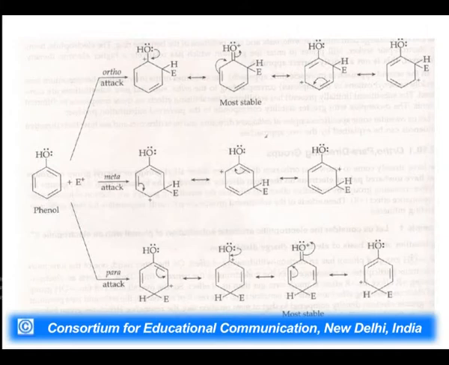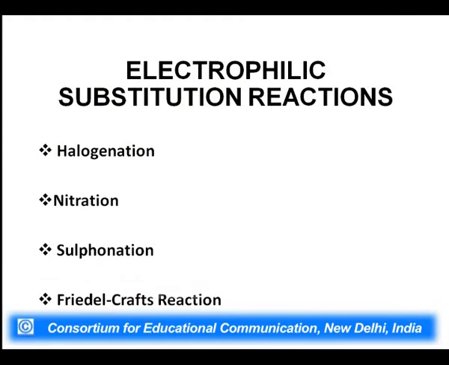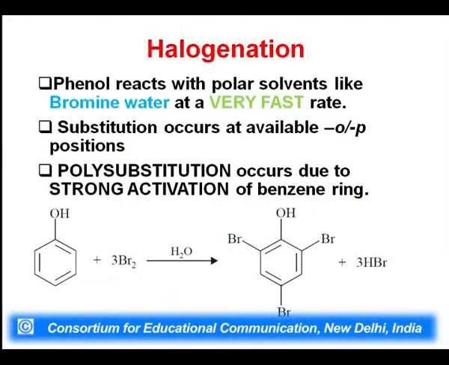Now let us look into a few examples of electrophilic substitution reactions, which are halogenation, nitration, sulfonation, and alkylation, and in alkylation we will be dealing with Friedel-Crafts alkylation as well as acylation reactions. As I have already told you, phenol is highly activated towards electrophilic substitution reactions. So, in most cases we do not need a catalyst to bring about this reaction. When we do bromination, we find that bromination is very reactive in polar solvents like bromine water.